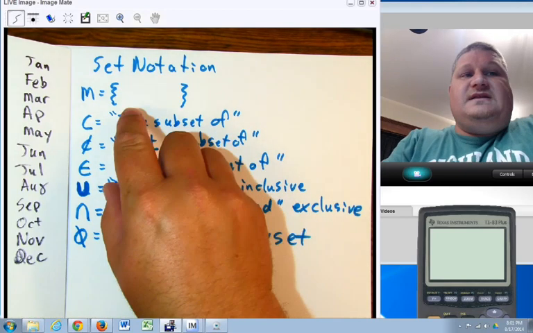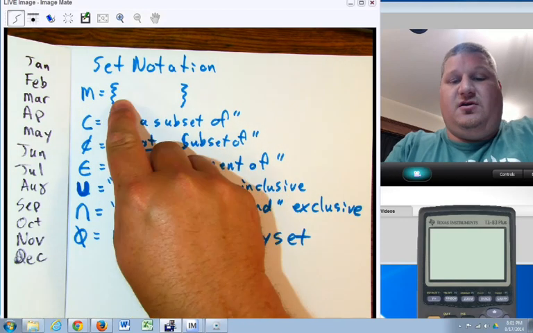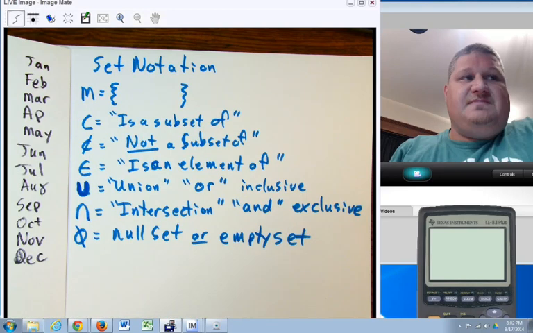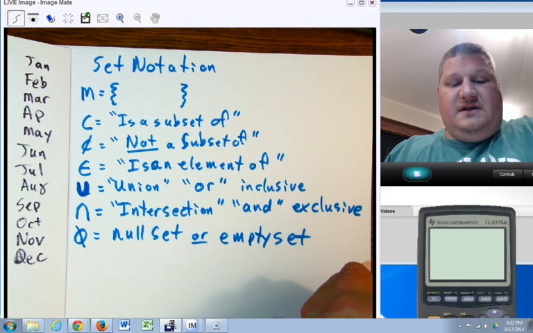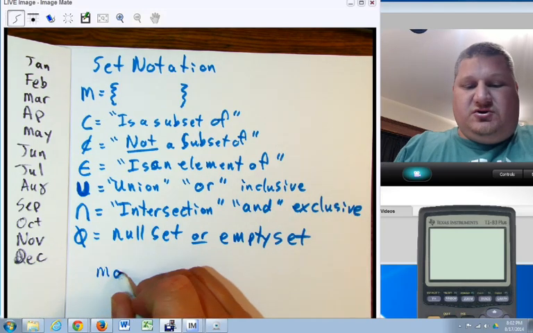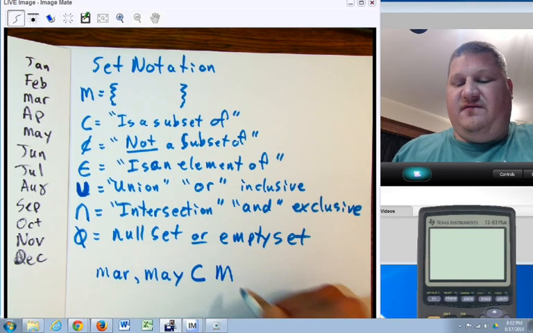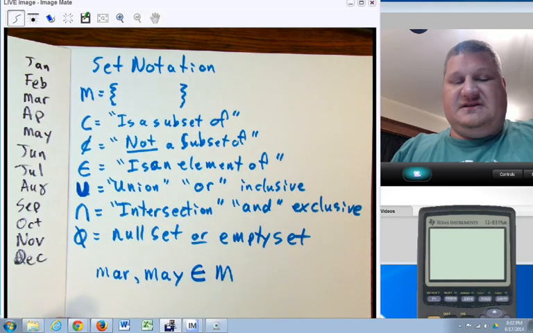And so if I wanted to label my set, I would say M equals, and I would use brackets and put inside here January, February, March, April, May, etc. Now, I can ask questions based on that set. I can ask if March and May are a subset. So March, May, subset of M? And the answer is yes, they are a subset of M because both March and May are elements of months, or set M.